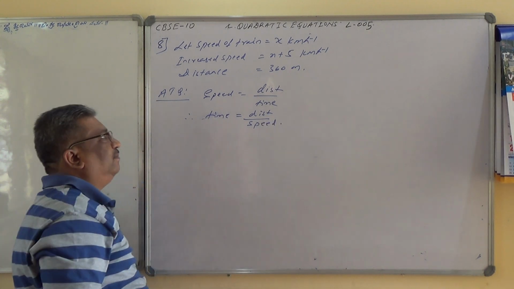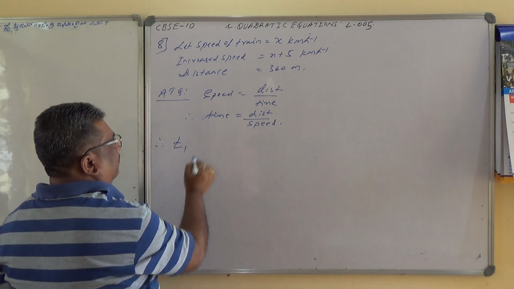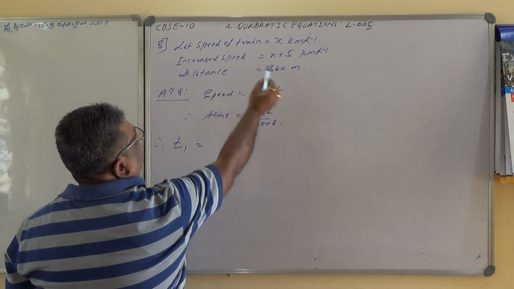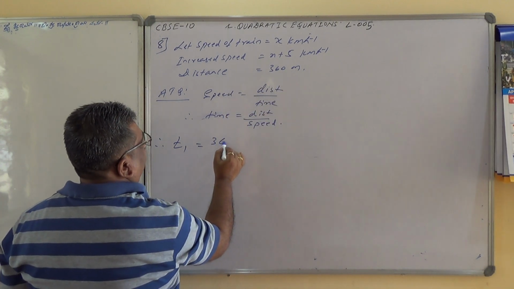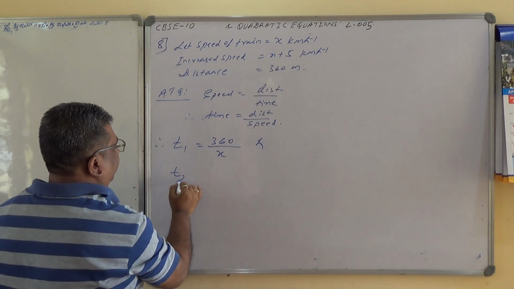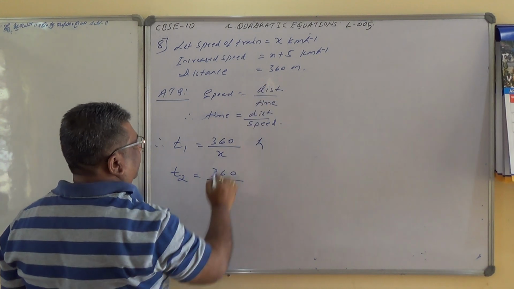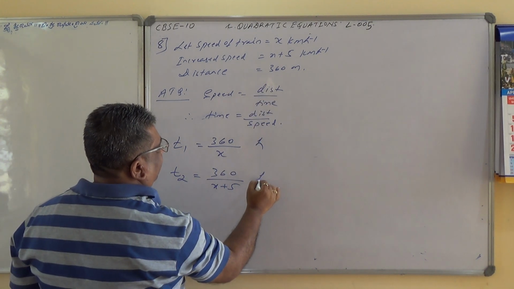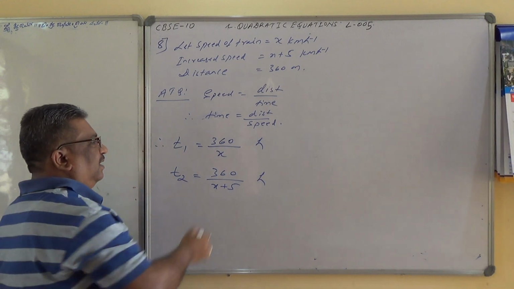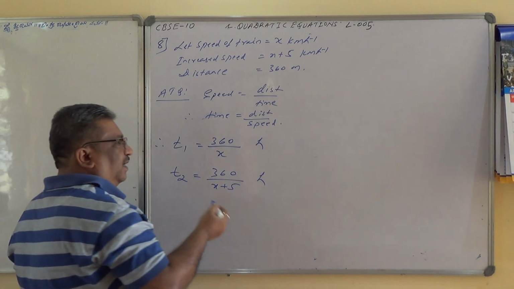Distance upon speed. So let t1 be the time to cover 360 km with the speed x, and let t2 be the time to cover the same 360 km with the increased speed x plus 5. The difference of these two timings is basically 1 hour.